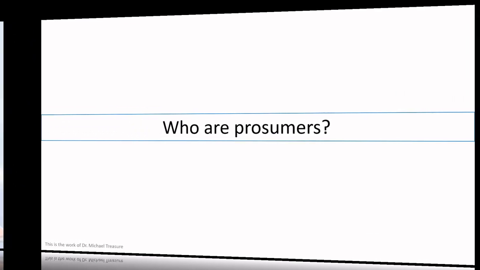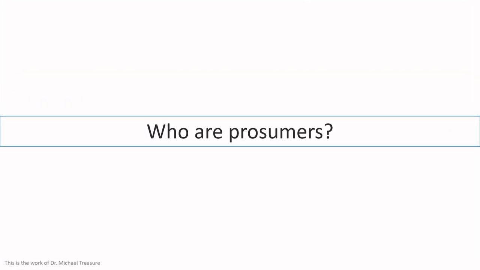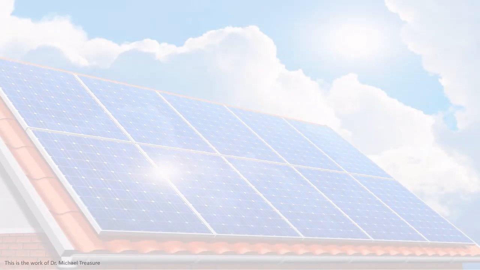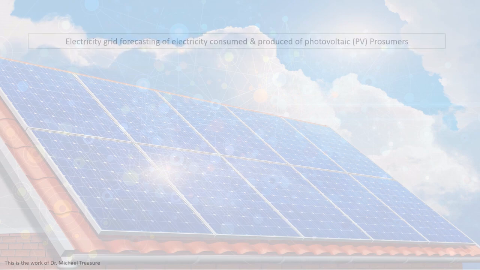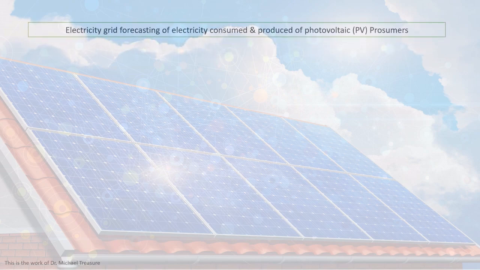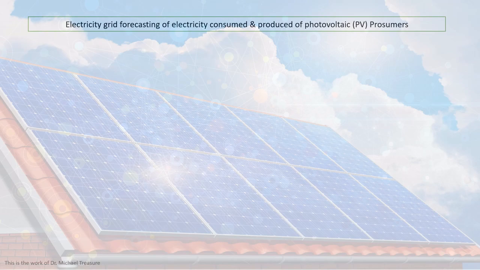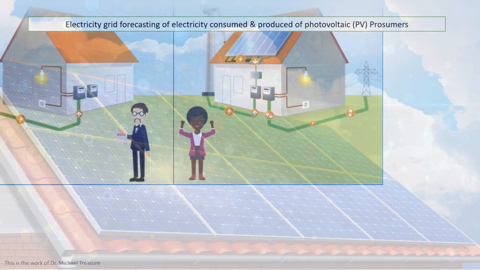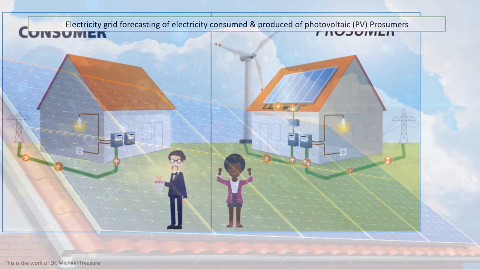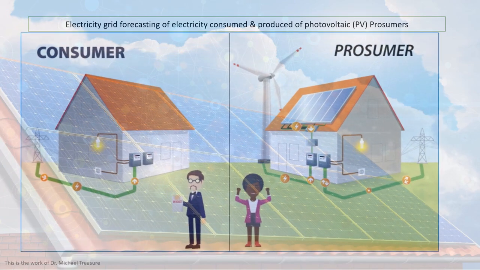Who are prosumers? A basic definition is that a prosumer is someone and/or an entity that produces electricity from green energy sources for their consumption and then sells the excess energy produced to the national electricity grid. In this body of work, we will concentrate solely on solar power, photovoltaic, i.e., PV, as the green energy source.